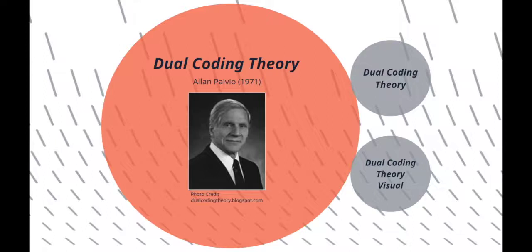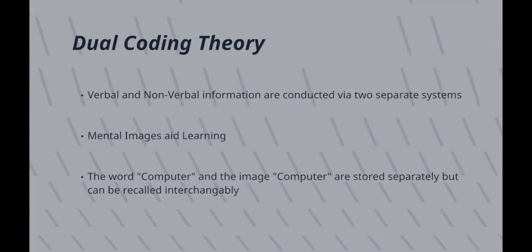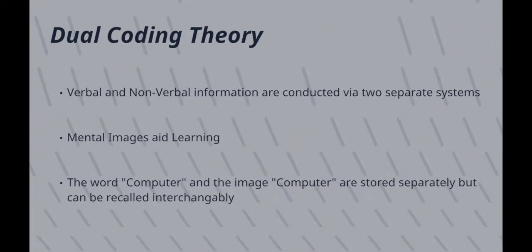The next theory we will be discussing is one of my personal favorites, dual coding theory. This was discussed in 1971 by Allan Paivio. Dual coding theory states that the representation and processing of verbal and nonverbal information are conducted via two separate systems. The nonverbal system is responsible for information including what we see, hear, and smell, while the verbal system is responsible for information including words and text.